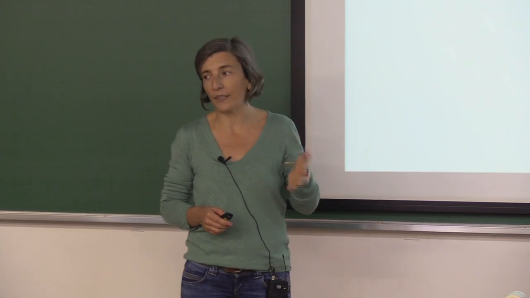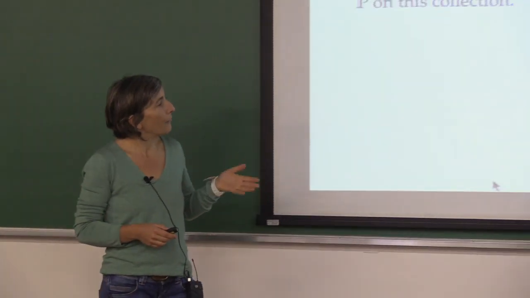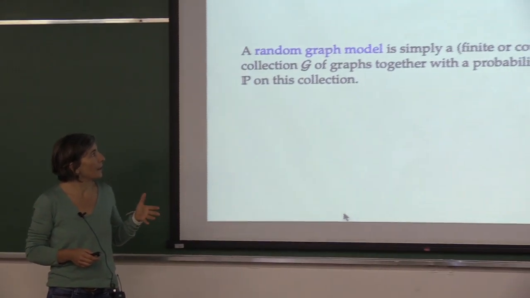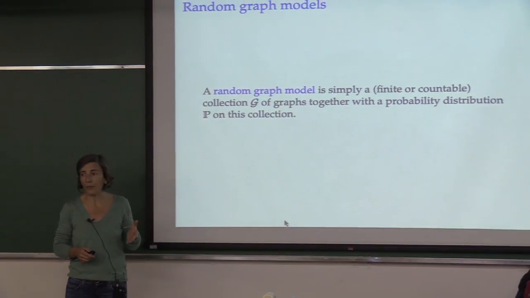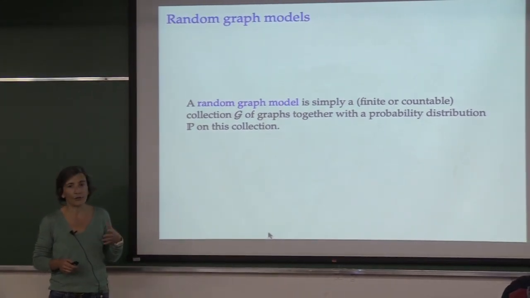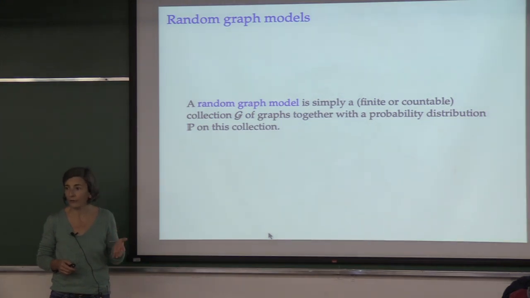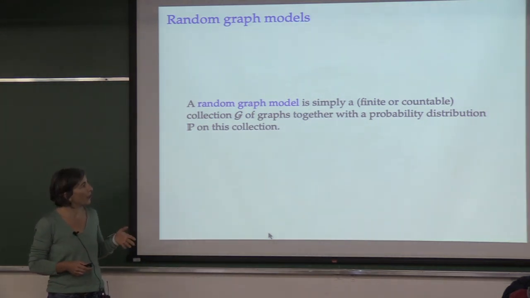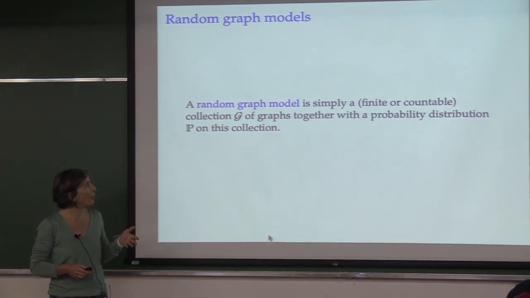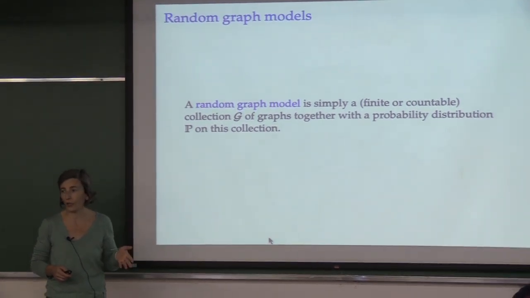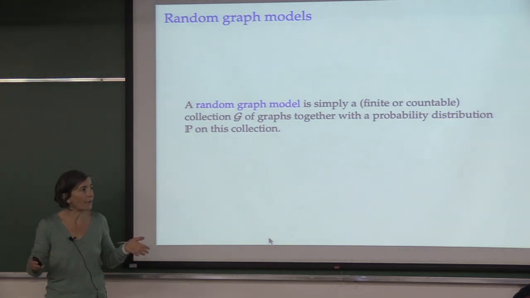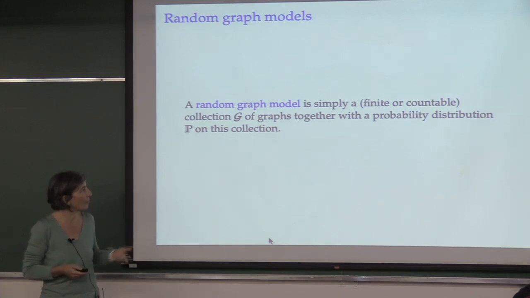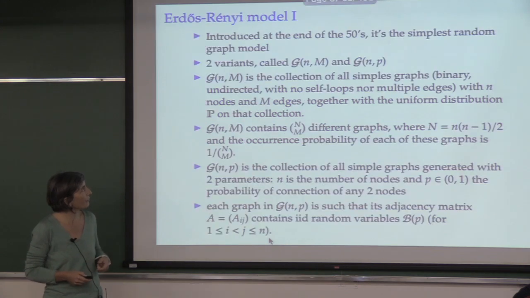So first, what is a random graph model? A very general definition is that a random graph model is simply a collection of graphs, finite or countable, and on that collection of graphs you consider a probability distribution. That's a random graph model, okay? So you define a set of graphs and with which probability each graph can appear, and the total sum of those probabilities should be one, obviously.